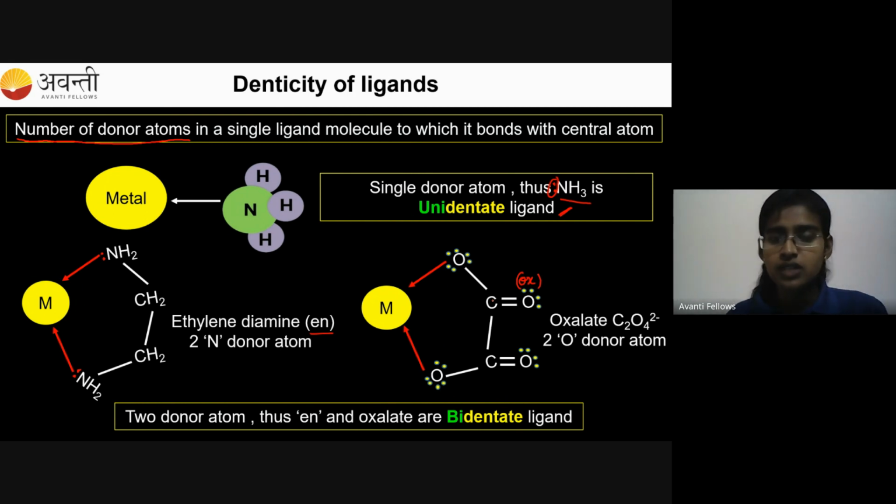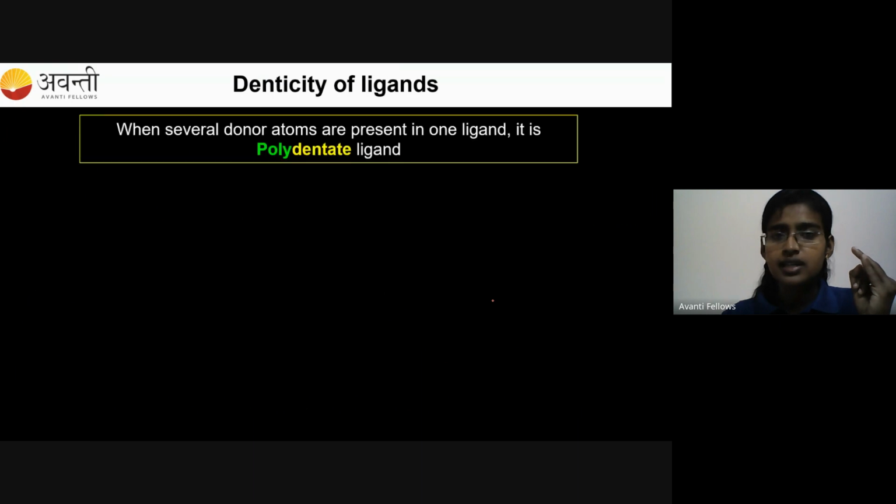So clear about the denticity. I have discussed the unidentate and bidentate with you. Now I'll discuss one more thing under denticity, that is polydentate ligand. If a ligand has more than 4 donating sites, okay, 3 donating sites means it is a tridentate ligand, and if it has more than 4 donating sites, then they are called polydentate ligand.